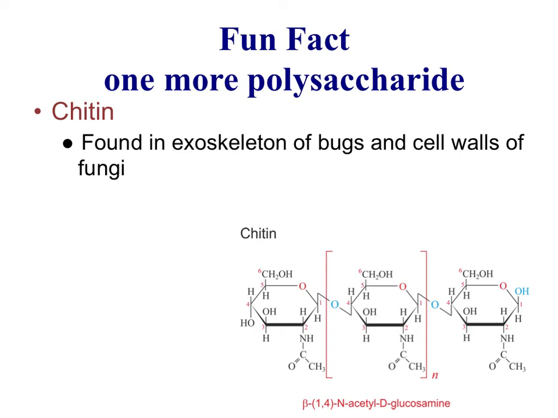So one more polysaccharide I want to mention. This is not going to be on the test, so it's just for fun, but it is related. So there's one more polysaccharide that you might hear about, which is called chitin. Chitin is found in the exoskeletons of bugs and also the cell walls of fungi, right? So if we're looking at chitin, let's look at the structure. As you can see, it's a little bit different, right?